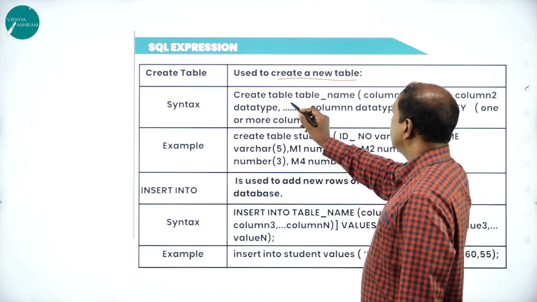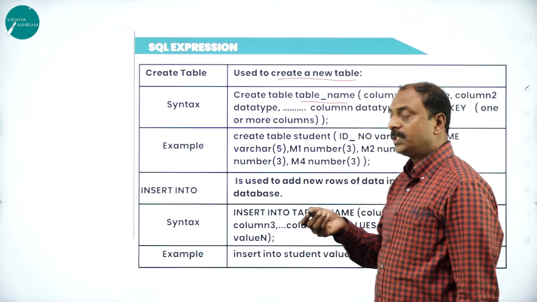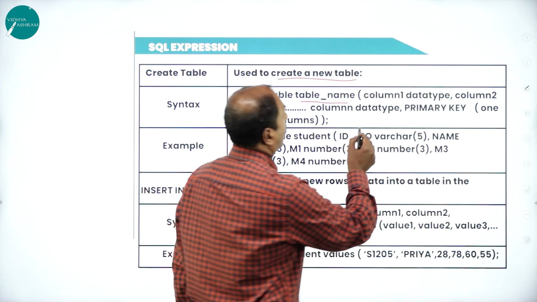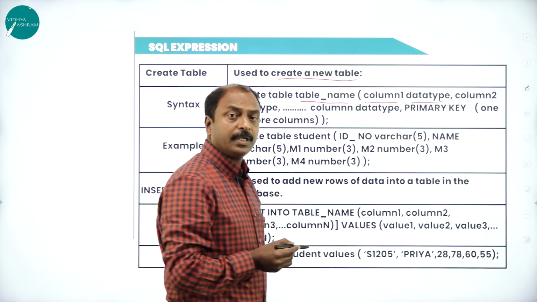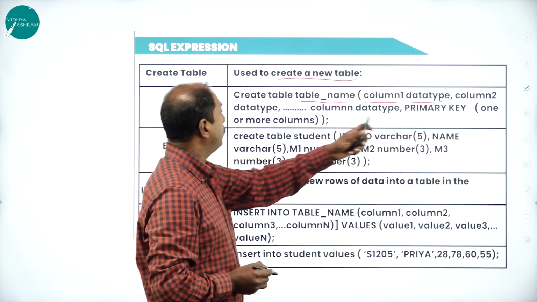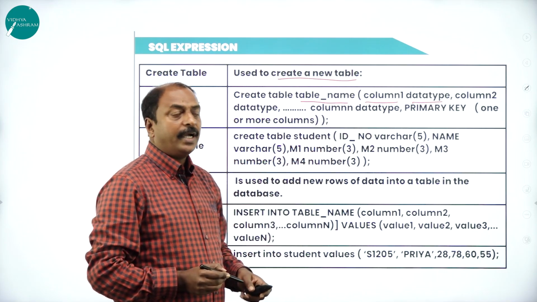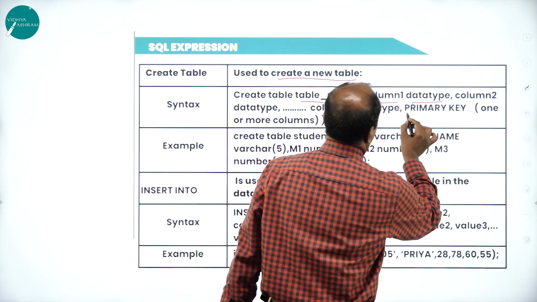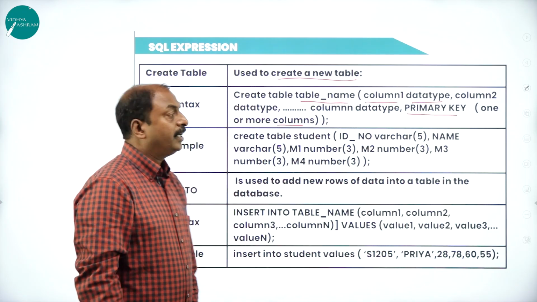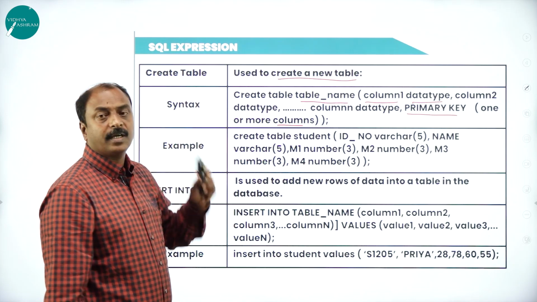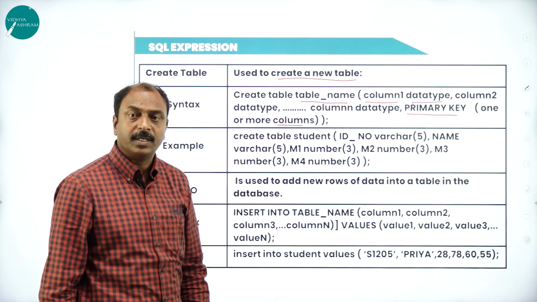Create table, then the table name, with a number of columns or attributes. In this example, column 1 is the name of the column plus the data type of that particular column. Similarly, column 2, its data type, and so on. We can have n number of columns, and along with that, a primary key, which is optional, on one or more columns. This is the syntax of the create table command. It is used to create a new table in a database.